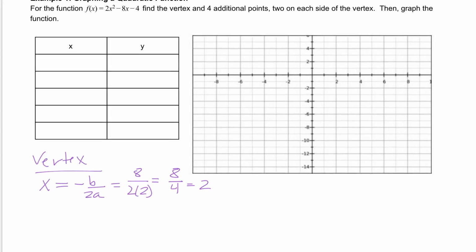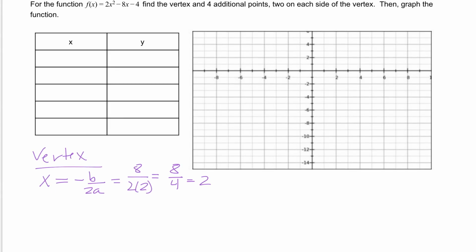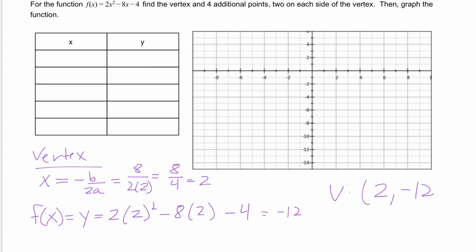And then what we need to do is find the y-coordinate. So to find the y-coordinate, or f of x, remember f of x is the same thing as y. In the equation that we have here, 2x squared minus 8x minus 4, we're going to take the x that we found, which is 2, and plug it in for both of those x's. So we get 2 times 2 squared minus 8 times 2 minus 4. If we plug that into the calculator, you should get negative 12, which means we have our vertex, which is the point 2 comma negative 12.